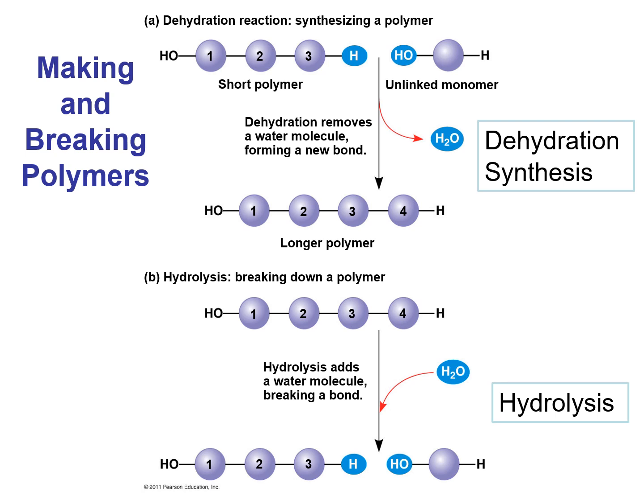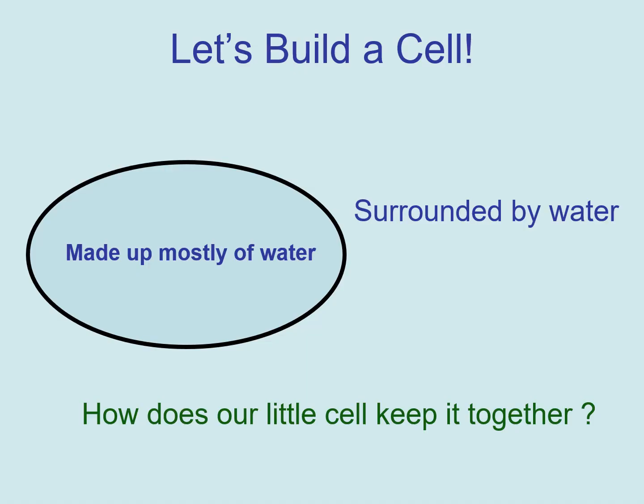If we want to break down a macromolecule, it's the exact opposite. We introduce a water and we break that bond that holds the monomers together. This is called hydrolysis. Hydro refers to water, lysis means to break. So the terms do actually make perfect sense. So now that we've gone over this, let's build a cell.